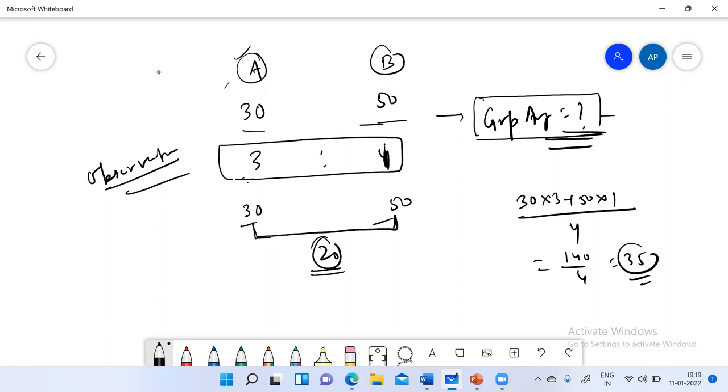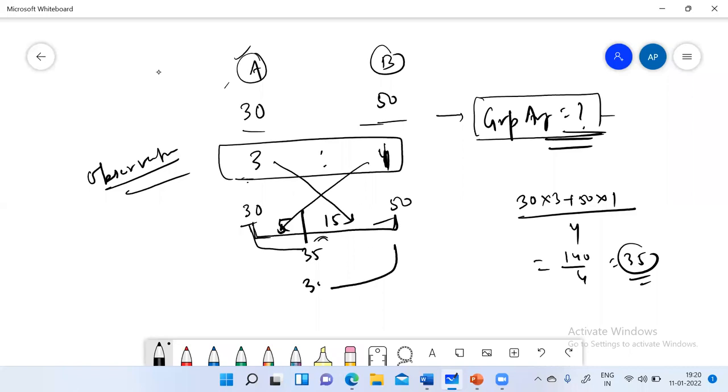We'll divide the gap in a way that the two parts denote 3 and 1. If you divide 20 in the ratio 1 is to 3, how much will you get? 5 and 15. Yes, sir. So just write 5 here and 15 here. So you can find the same average by adding 5 to 30 or subtracting 15 from 50.